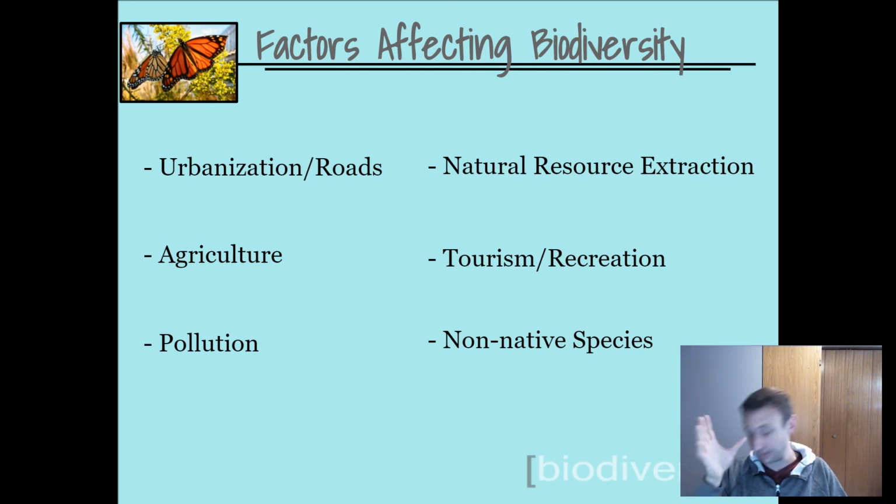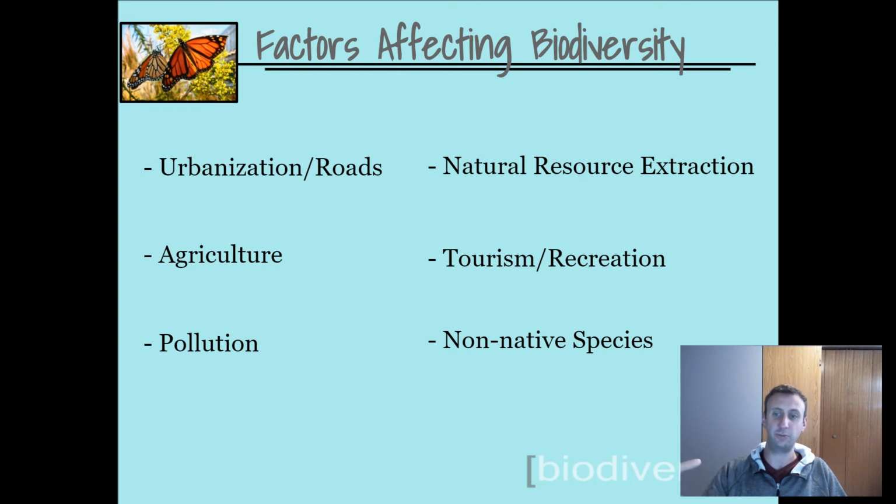Tourism and recreation can be an issue that causes lowering in biodiversity, and so can non-native species. Introduced species come in that normally haven't been within an ecosystem, and they wreak havoc on that ecosystem because they destroy or feed on other organisms that weren't fed on before, and it completely disrupts the food chains and food webs. So these are examples of things that can lower biodiversity.